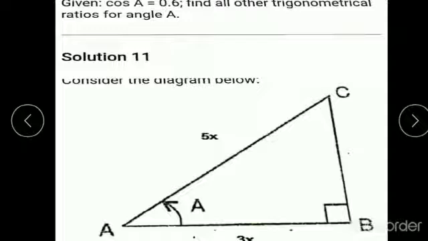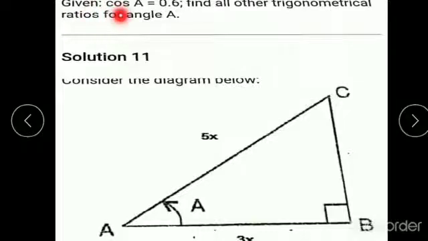We are solving the problems on trigonometric ratios. Hope you know all the 6 ratios: sine, cos, tan, cot, secant and cosecant. Okay, so you have to know the formula for how to find the ratios, right? So let's solve the problems now.